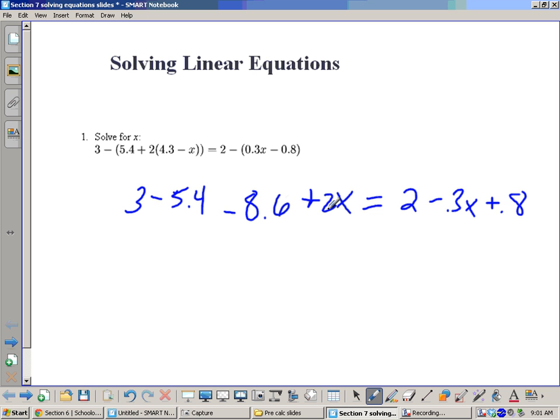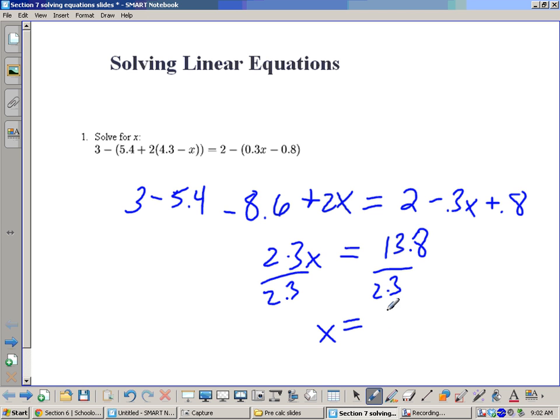And we have on this side 2 plus 0.8. Align everything and get all the x's on one side. We should end up with 2.3x. That would be adding 0.3x on this side, taking this whole difference here and moving it over to the other side. 13.8. You can check my math there. I did that quickly in my head. Just check that. Divide by 2.3. And we get x equals 6. So 6 is the solution for this.